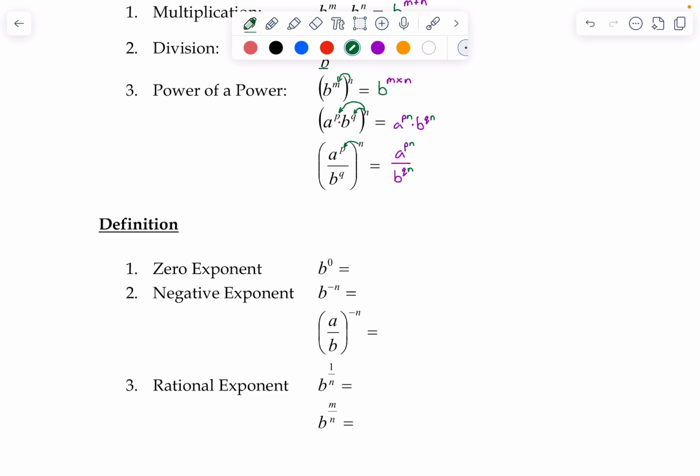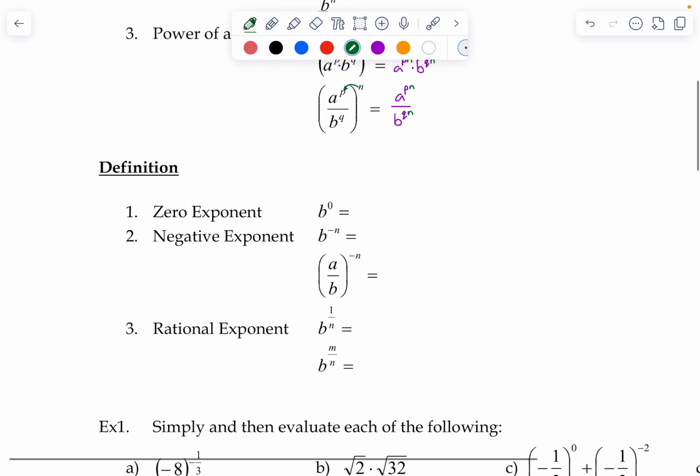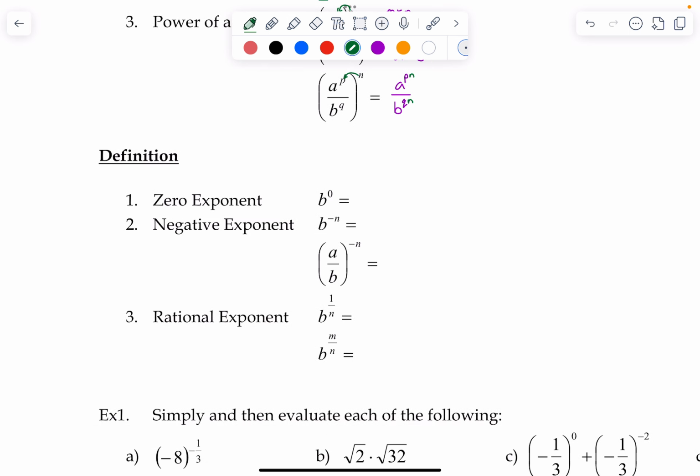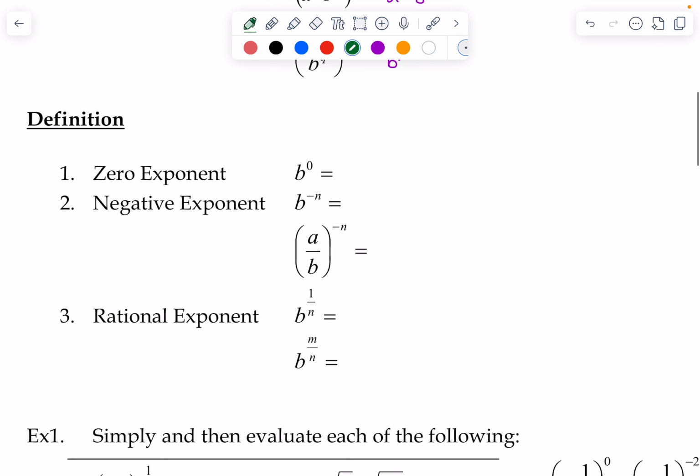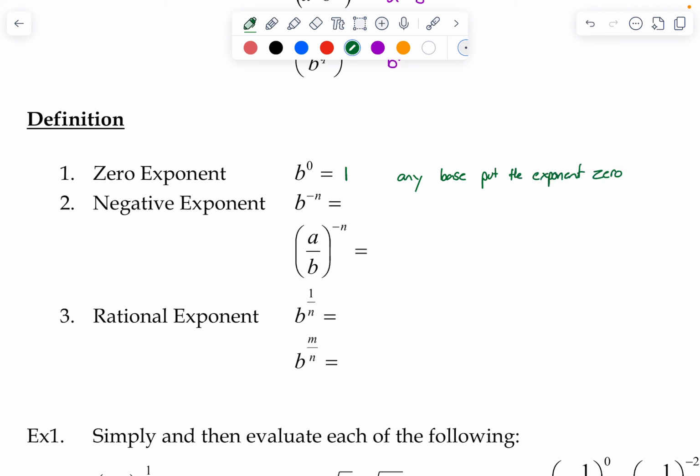Let's look at some other rules, some other definitions. The zero exponent. What this says is any base, any number, put to the exponent of 0, this will always be equal to 1. So any base put to the exponent 0 is 1, always. It's always 1.